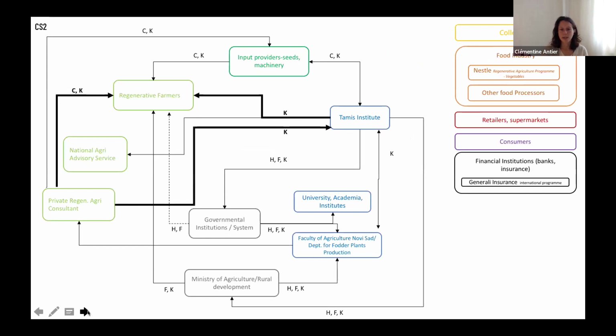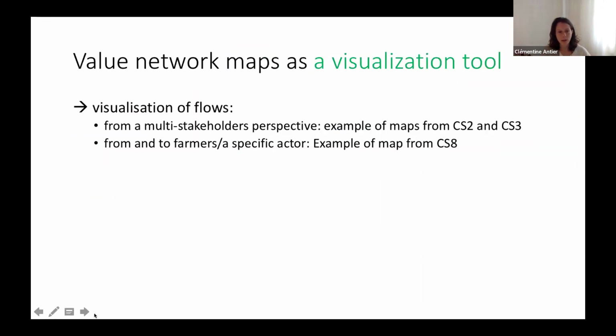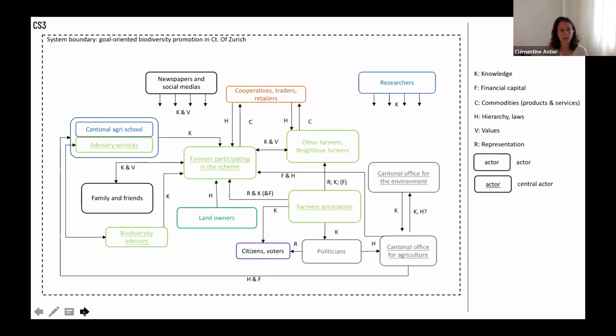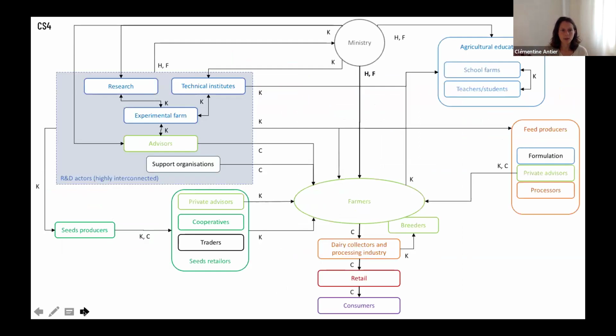So here from case study 2, you have a multi-stakeholder perspective for the value map. Every actor is on the same level, very horizontal, and we see where the actors are and what types of flow are connecting them. This one is from case study 3. It's quite similar. And then there is also the possibility to organize the map around a specific type of actor.